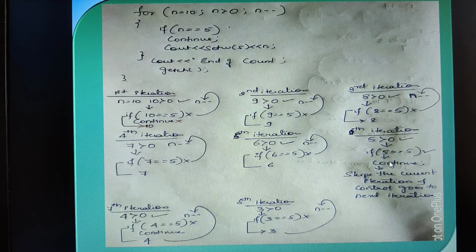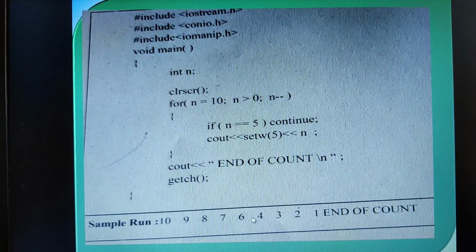Now the main functionality of this continue is that it will skip the current iteration and control goes back to the next iteration. Means from this, the control will directly go for decrementation of the n value. It will not print further. The control will not allow the execution of the further statements. Instead, that iteration only will be skipped and the control goes back to the decrementation of n which is there in the for loop. Therefore, we can see in the output 5 will never get printed. See the output, 5 has been skipped.